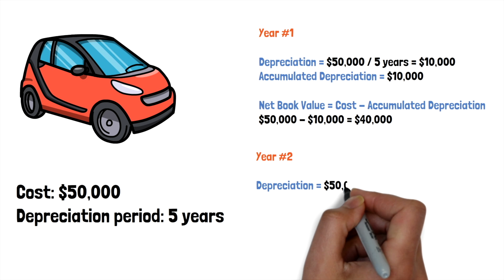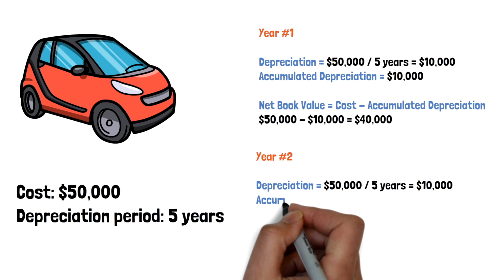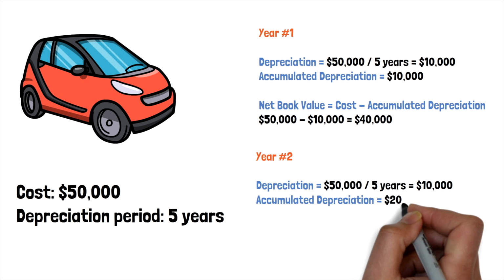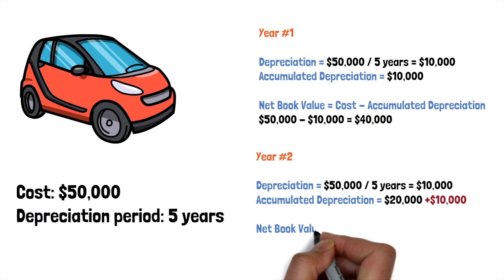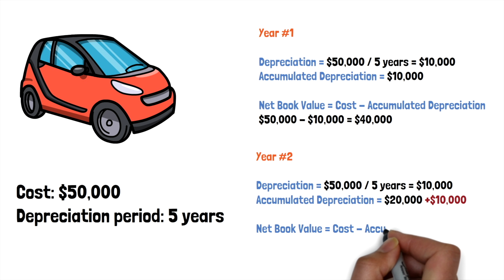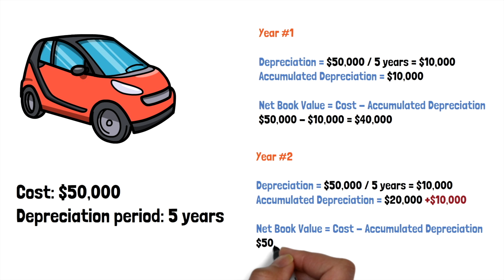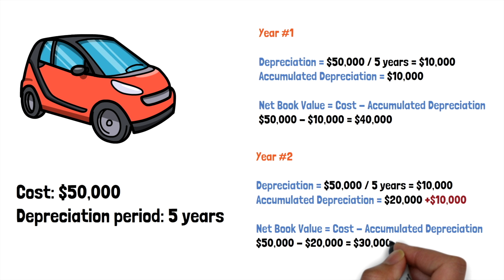In year 2, you will do the same thing, take depreciation expense of $50,000 divided by 5 years, so $10,000. Accumulated depreciation here actually goes up by the $10,000 expense that you took in year 2. So that's the $10,000 you had in year 1 plus $10,000 you took in year 2, $20,000. And net book value here is $50,000 less accumulated depreciation of $20,000, which now brings you to $30,000.